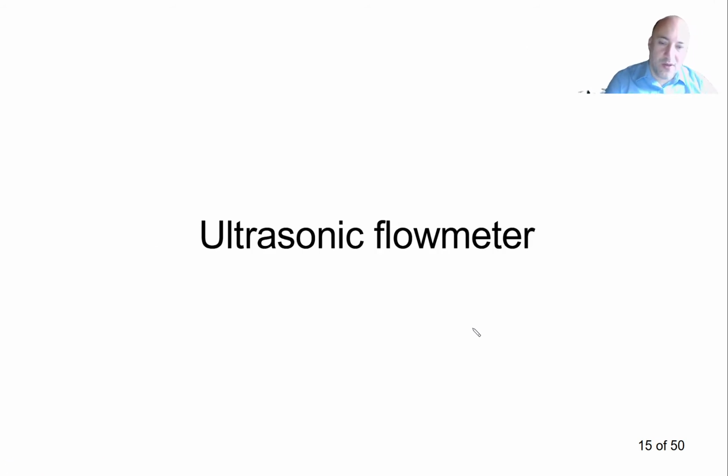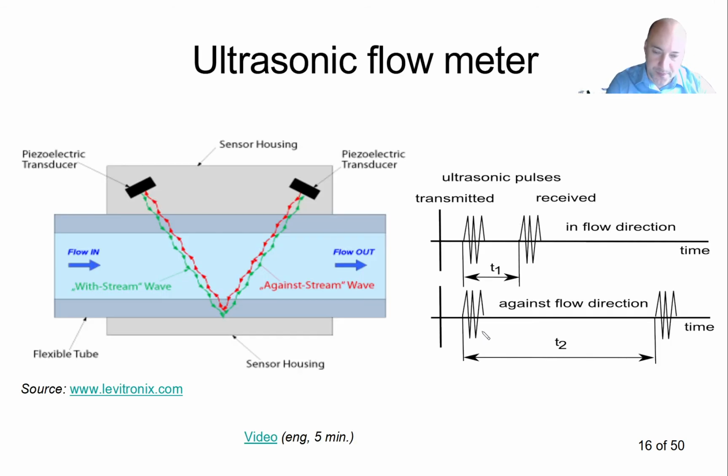Let's take a look on the second flow meter, and this will be the ultrasonic flow meter. So now it will use a quite different principle, but at the end it will measure in a very similar fashion. The ultrasonic flow meter is also a meter that is based on measuring velocity. So we measure the velocity of our fluid in a pipe, and then we multiply that by the cross section that is known and constant.